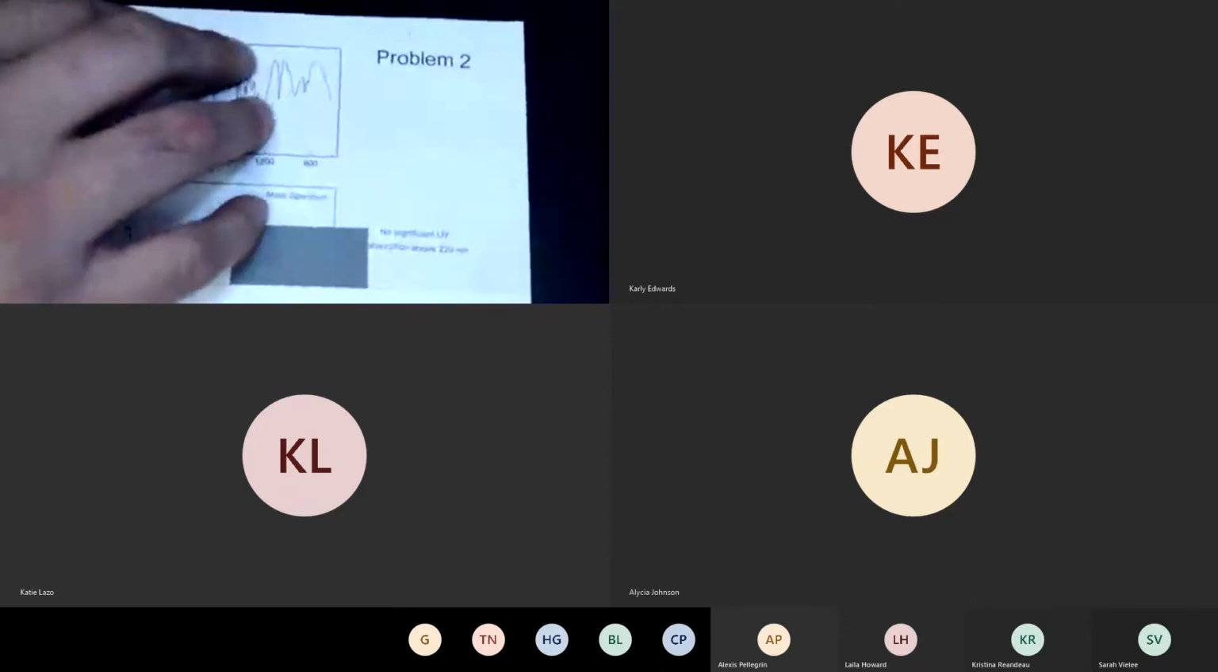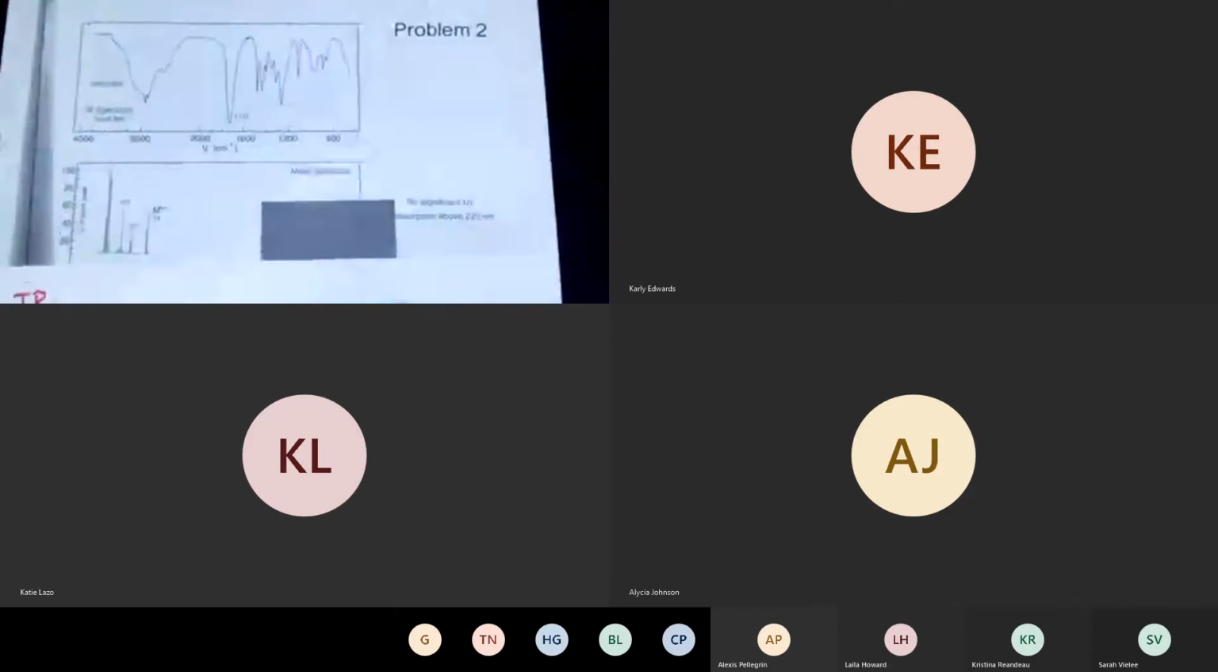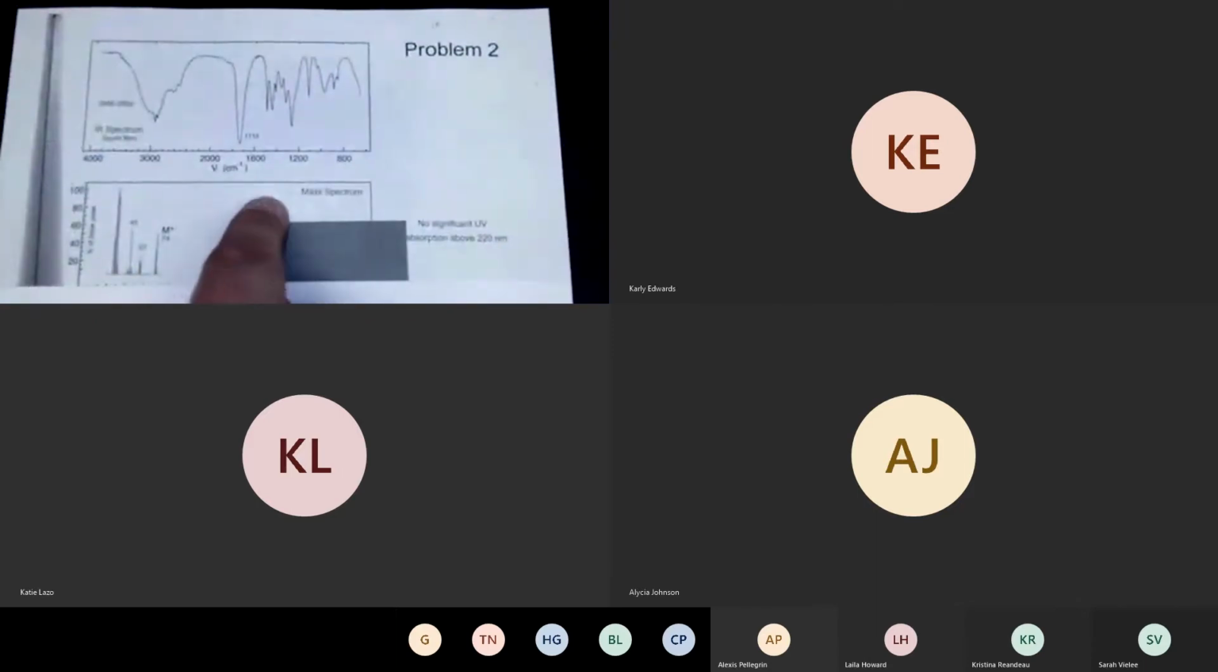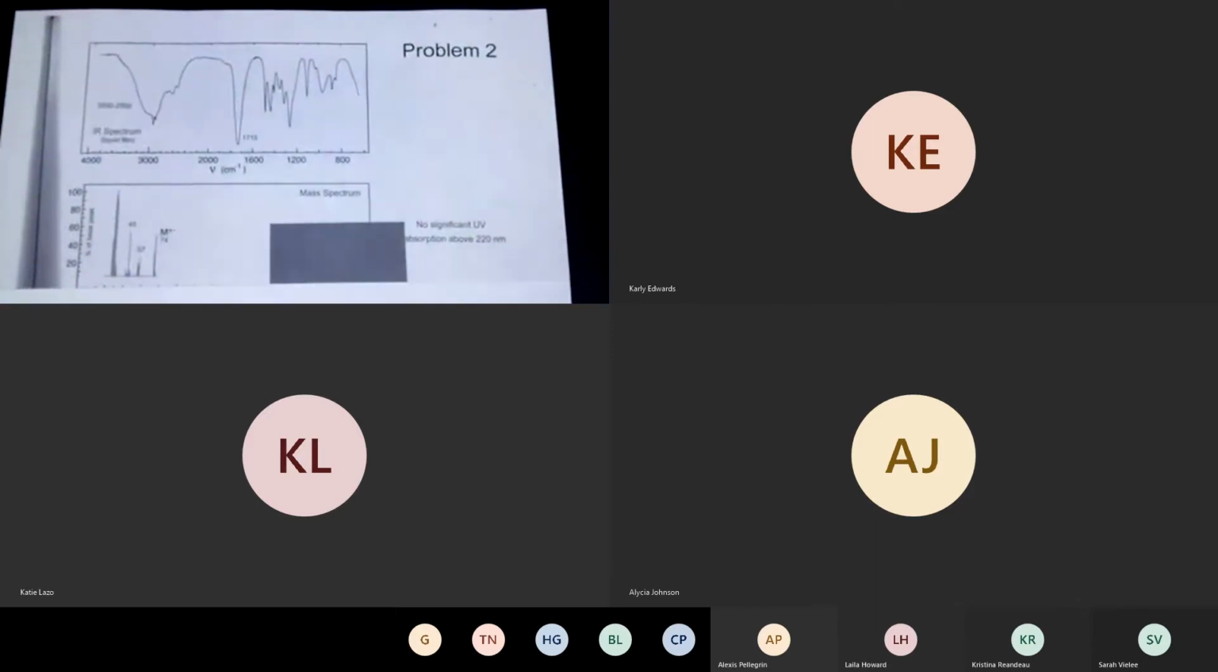So I uploaded this PDF file of the spectral data as an announcement. So if you want to check the Canvas announcements, try to download that. We'll go through that problem today as well after we do some introduction to NMR.